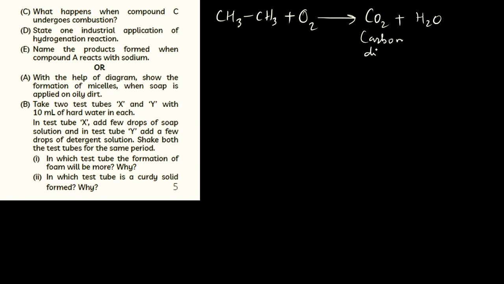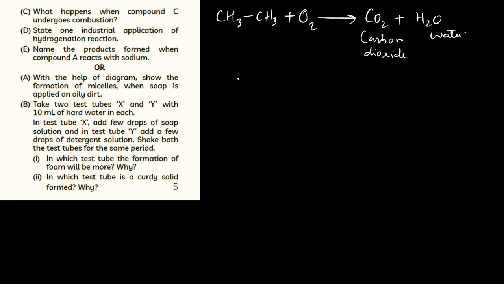Then, what happens when compound C undergoes combustion? Compound C, that means ethane, reacts with oxygen, that's burning. Combustion reaction will take place. Since it is a hydrocarbon, ethane having only carbon and hydrogen in it, carbon will form carbon dioxide with oxygen and hydrogen will form water. So it's carbon dioxide and water.